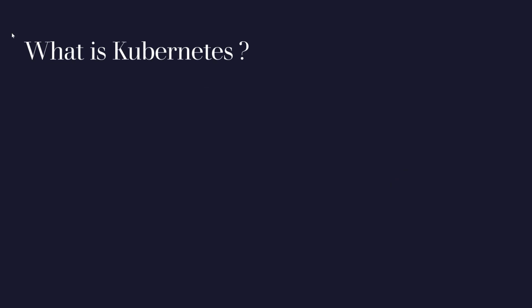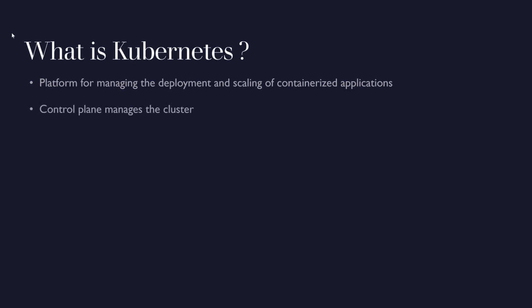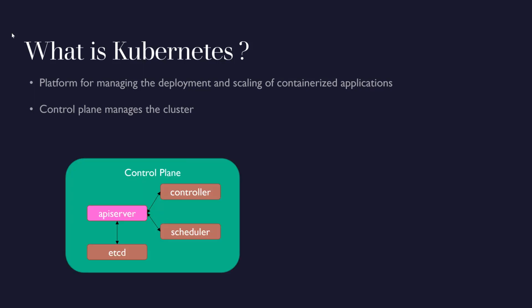Next, what is Kubernetes? Kubernetes is a platform concerned with the deployment, scaling and management of containerized applications. A Kubernetes cluster consists of a control plane that runs several services to manage it. The main component is the API server that all calls are channeled through, including those from external CLI tools such as kubectl. A scheduler that works out which nodes will host a pod of containers, an etcd database that stores the state of the cluster, and a controller that monitors and maintains the desired state of the cluster.